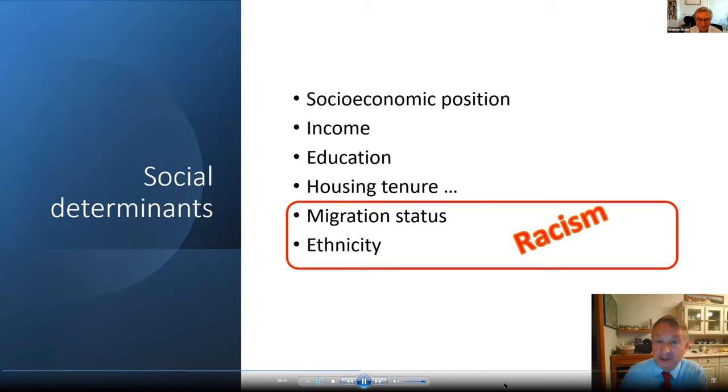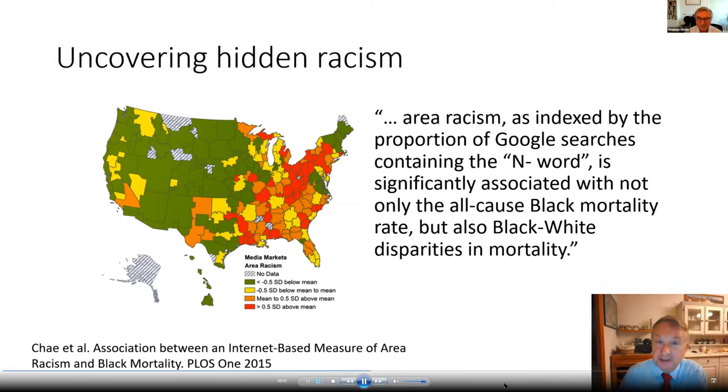But of course, one of the key reasons why they're disadvantaged is racism. And I think we now need to place racism very firmly at the centre of our consideration of the social determinants of health. There are a number of ways of examining this, and I think this is a particularly elegant study looking in the United States, where it was possible to define the racism in a particular area by the proportion of Google searches that contained the N-word, a pejorative word for African Americans. And they showed that that figure was significantly associated with not only the all-cause black mortality rate, but also black-white disparities in mortality. We need more work like this.